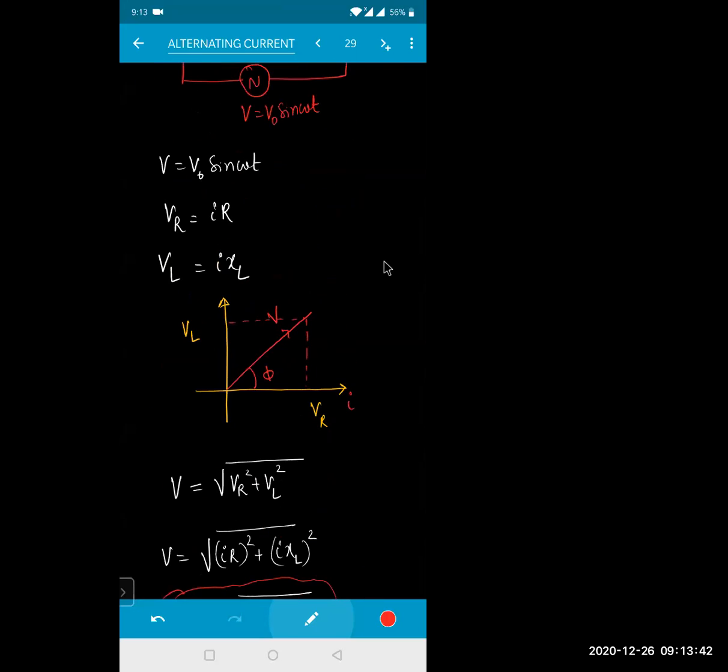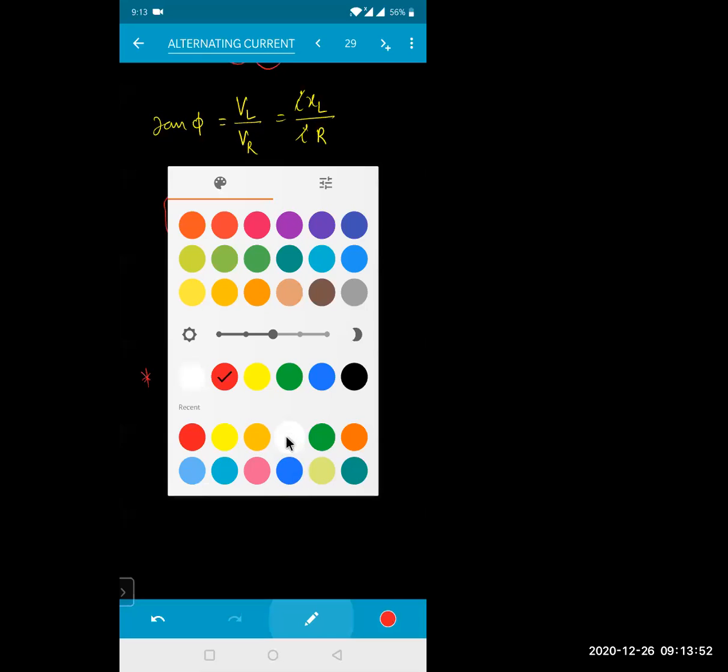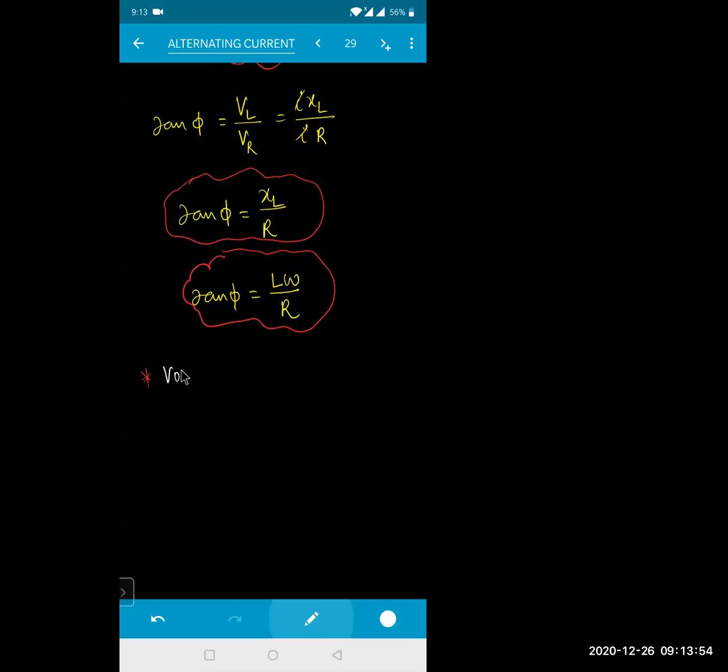If I see the vector diagram, look, this potential is ahead of the current by phi, isn't it? So I can write that point here. Keep a star mark and write: resultant voltage leads the current by phi. Is that clear? Is that clear?